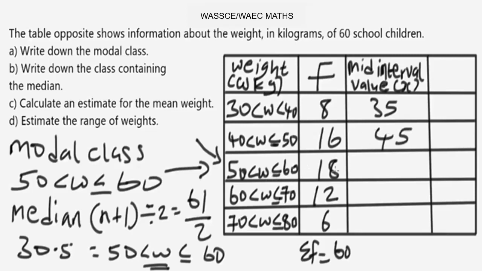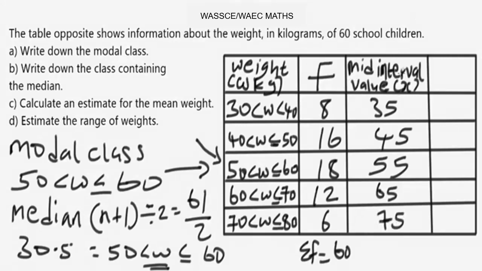This one will be 50 plus 60 divided by 2. We are going to have 55. This one will be 60 plus 70 divided by 2. We are going to have 65. Okay, this one will be 70 plus 80 divided by 2. We're going to have 75.